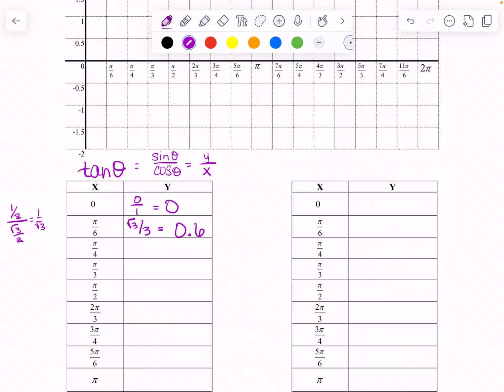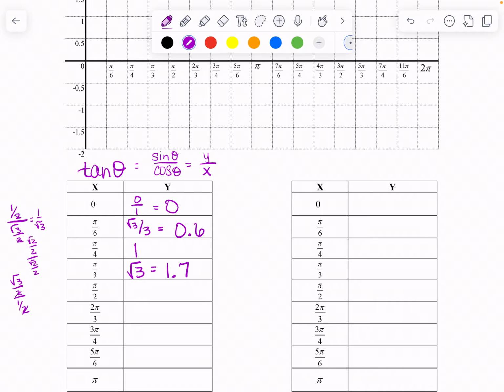Okay, pi over 4. That's root 2 over 2 over root 2 over 2. So that guy's 1. All right, now, pi over 3, it's the same ordered pairs, but he's going the opposite direction. So root 3 over 2 over 1 over 2. So that guy's just root 3. And root 3 as a decimal is 1.7.